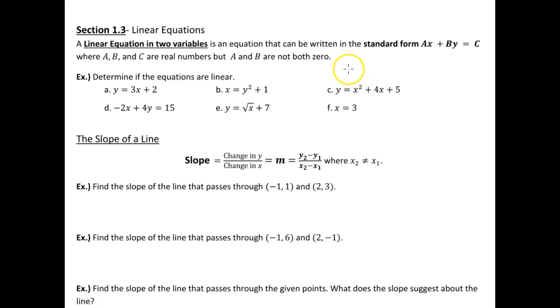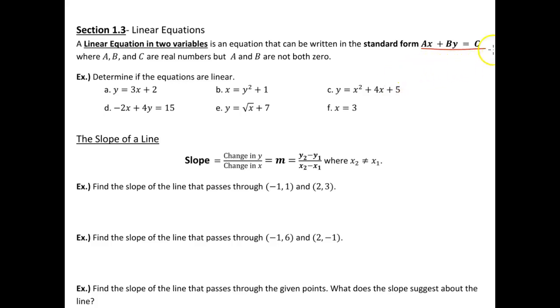A linear equation is considered linear if it can be written in standard form, meaning this here, ax plus by equals c, where x and y are the variables, and a, b, and c are real numbers, and a and b cannot both be 0. So that means one could be 0, but not both.